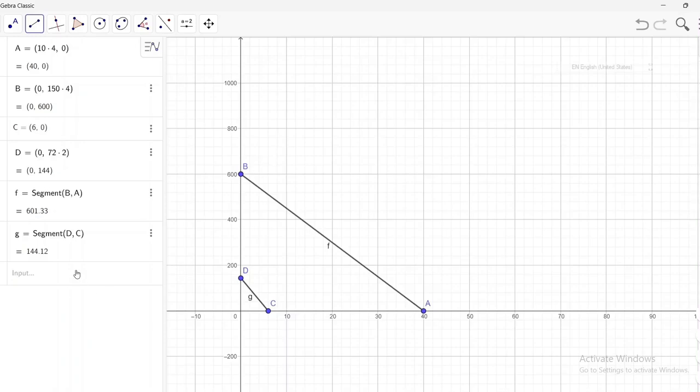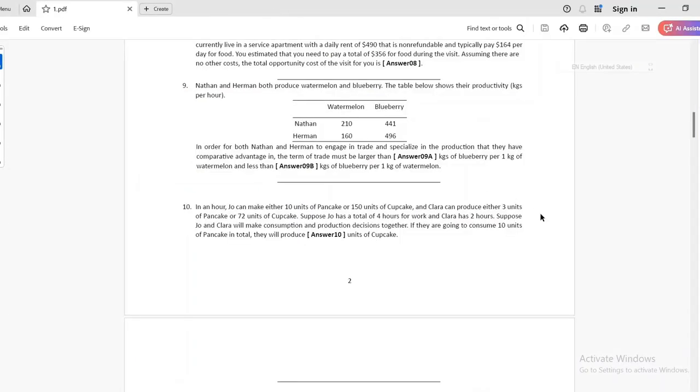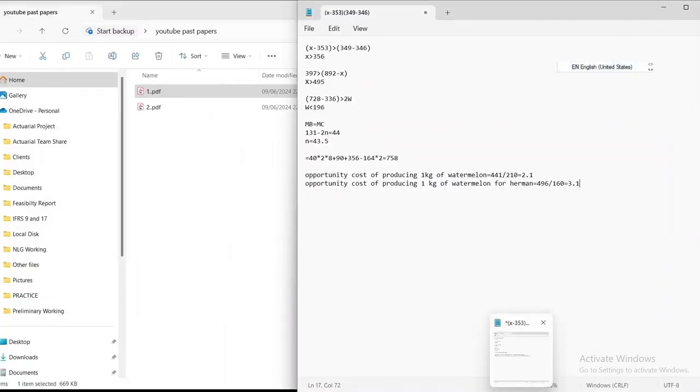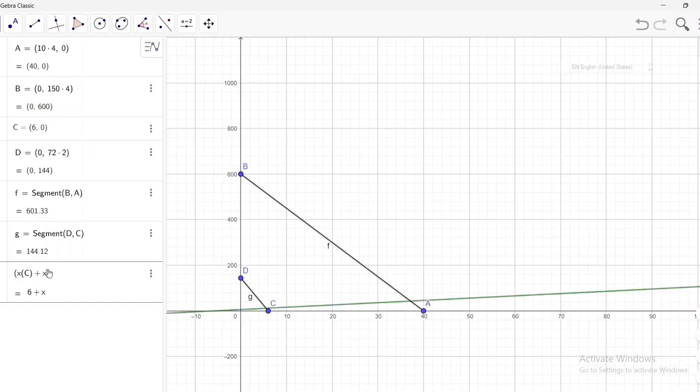So let's do it. But I think you are clear on why we need to draw the production possibility curve, because the question is asking, if they are going to consume 10 units of pancake in total, how many units of cupcake will they produce. They are making the consumption and production decisions together. So we need the PPC of 2 people. Let's add the coordinates on the x-axis. That is the x coordinate of C plus the x coordinate of A, 0.